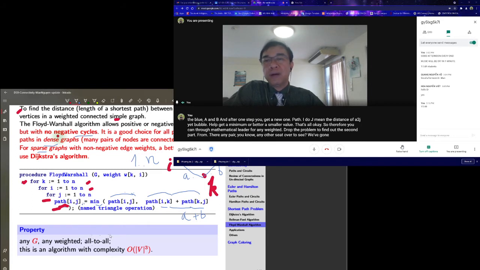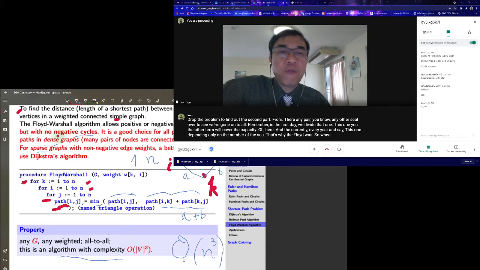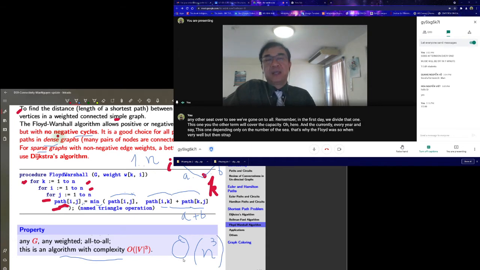Remember, in the first day we defined that one. This one gives you the algorithm with complexity big O, where the cardinality of V is n, and you see this depends only on the number of vertices. That's why Floyd-Warshall runs very well for dense graphs, because the complexity just depends on the number of vertices, not on the number of edges.